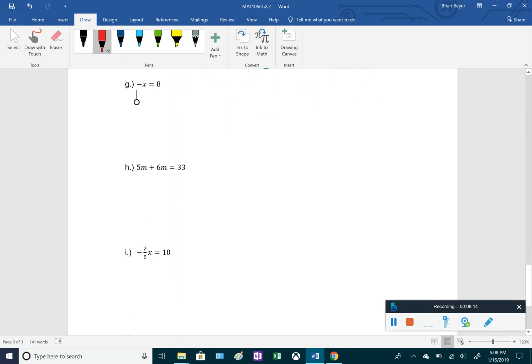Next one, we have negative x equals 8. So we have two options here. All we have to do is get rid of that negative sign. So recall that if there's no coefficient on a variable, it's just a coefficient of 1. So that's saying negative 1x equals 8. So we have a choice here to either multiply or divide both sides by negative 1, and that will completely cancel it. So I'm just going to divide by negative 1. Once again, it doesn't matter which one you do. So we get x equals 8 over negative 1, which is just x equals negative 8.